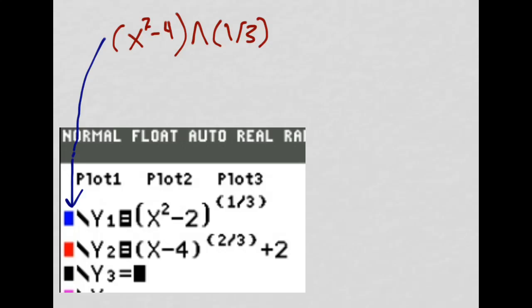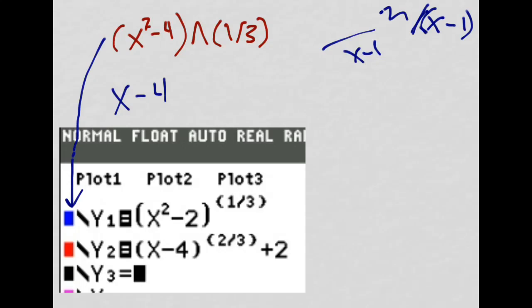But if you forget those parentheses on an older calculator, or if you don't use parentheses when you're doing a denominator like x minus 1, if you just type your function divided by x minus 1, it'll be incorrect. You have to put it in parentheses. When in doubt, use a bunch of parentheses. So our second function should look like x minus 4 in parentheses, caret, parentheses, 2 divided by 3, close parentheses, plus 2. And that should do us.